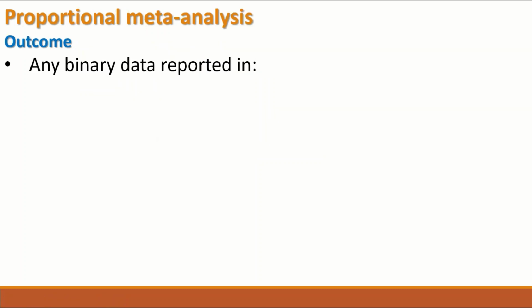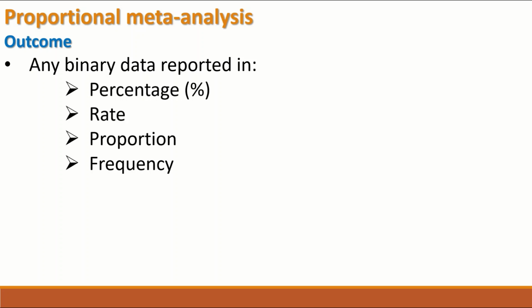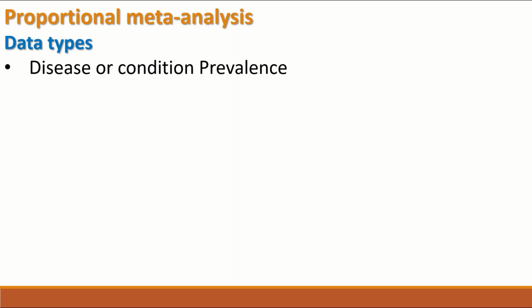To perform proportional meta-analysis, the outcome from the studies can be any type of binary data that is recorded in the format of a percentage, rate, proportion, or frequency. So for any data extracted from the studies that is reported as a percentage or proportion with a single group, proportional meta-analysis can be performed.